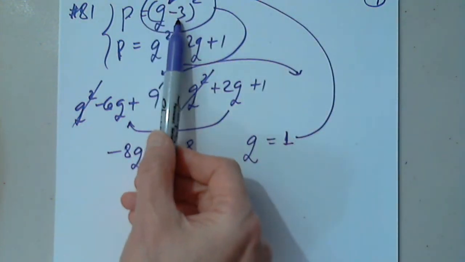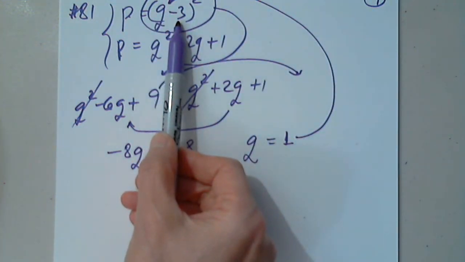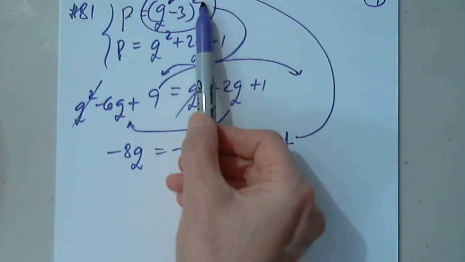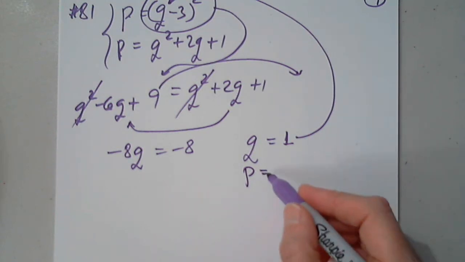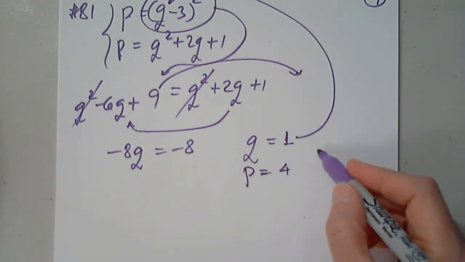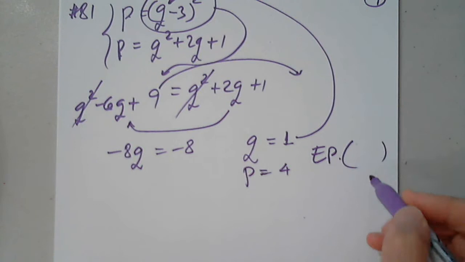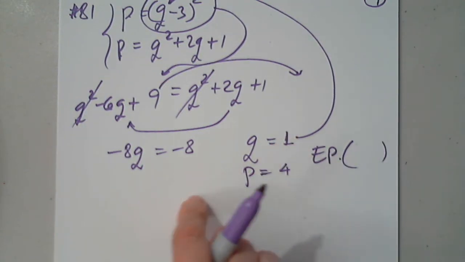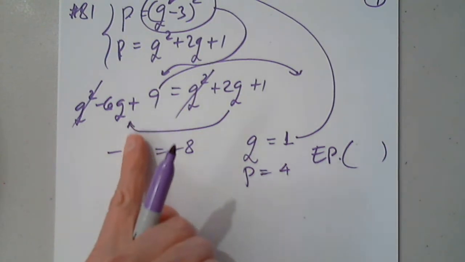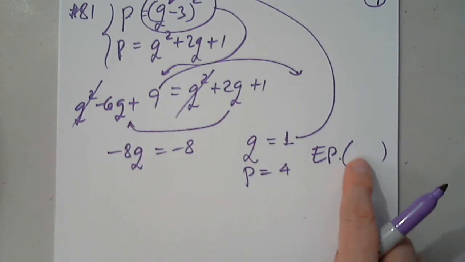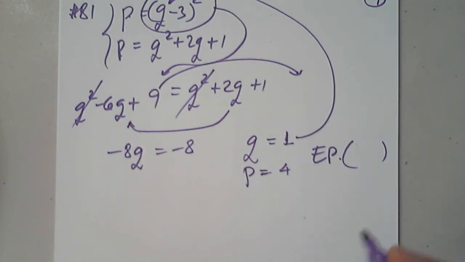How much is 1 minus 3? Minus 2. Minus 2 or negative 2 squared. How much will that be? 4. Very good. So now the equilibrium point, remember, quantity is first because it's measured on the x-axis, and price is on the y-axis. How will you write the equilibrium point?